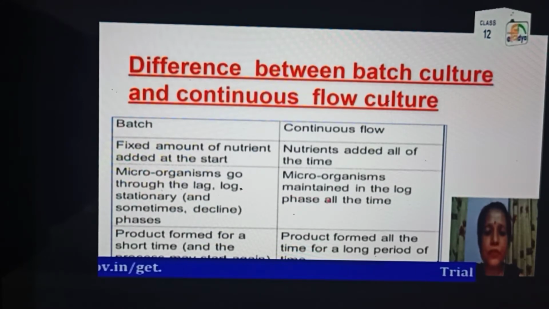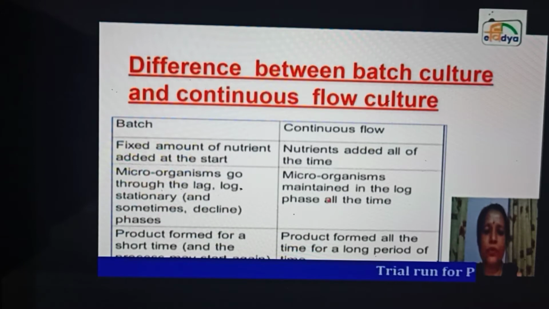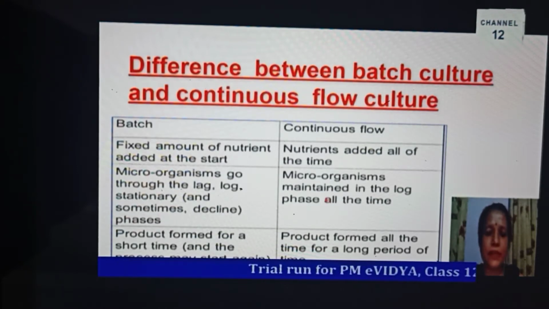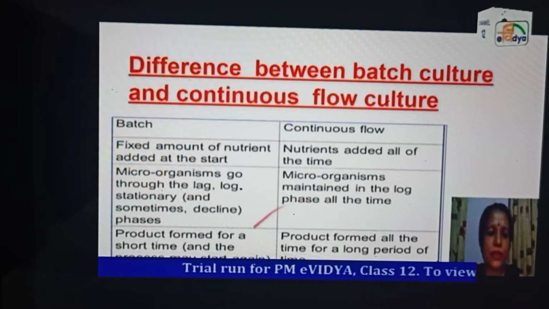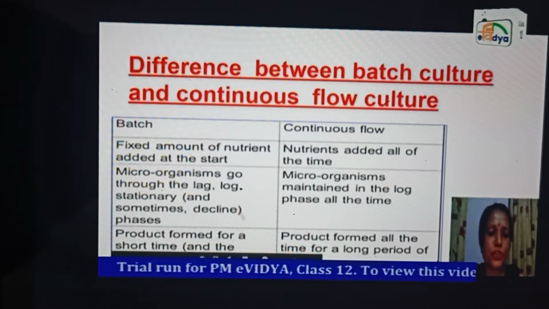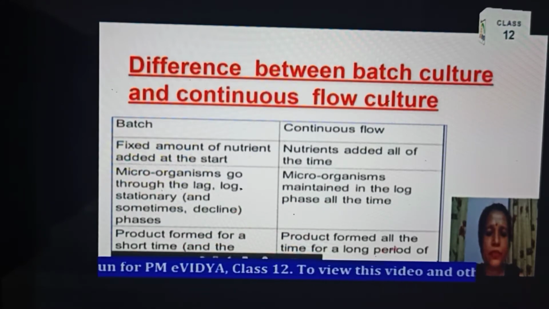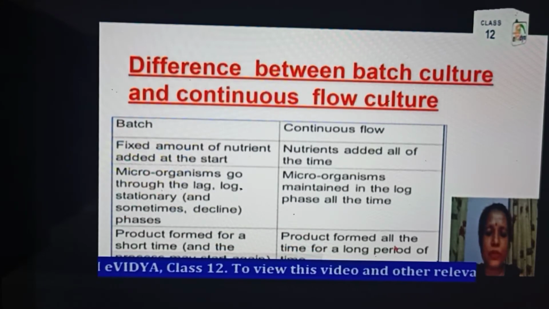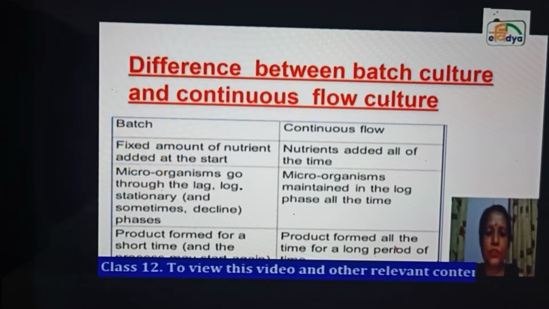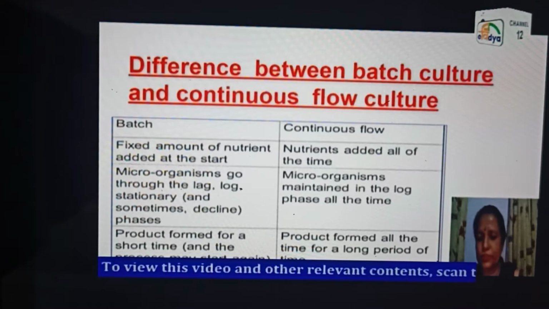But in the case of the continuous flow, microorganisms are maintained in the log phase, that is the exponential growing phase, all the time. Product is formed for a short time in batch culture, but in the case of the continuous culture, products are formed all the time for a long period.